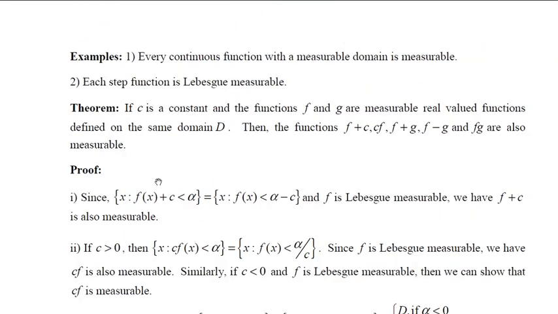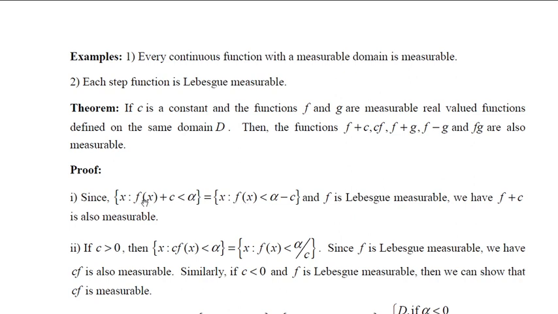So let us define the set of all x for which f of x plus c is less than alpha, because your function is f plus c, where c is a constant. So f plus c of x will obviously be f of x plus c. We have to show that this set is measurable. Then f plus c will be a measurable function. But you should note that c is a constant. So let me send this one to this side. So a real number minus another constant gives you a constant. So this is of the form: set of all x where f of x is less than some real number. And we knew that this is measurable provided your f is measurable.